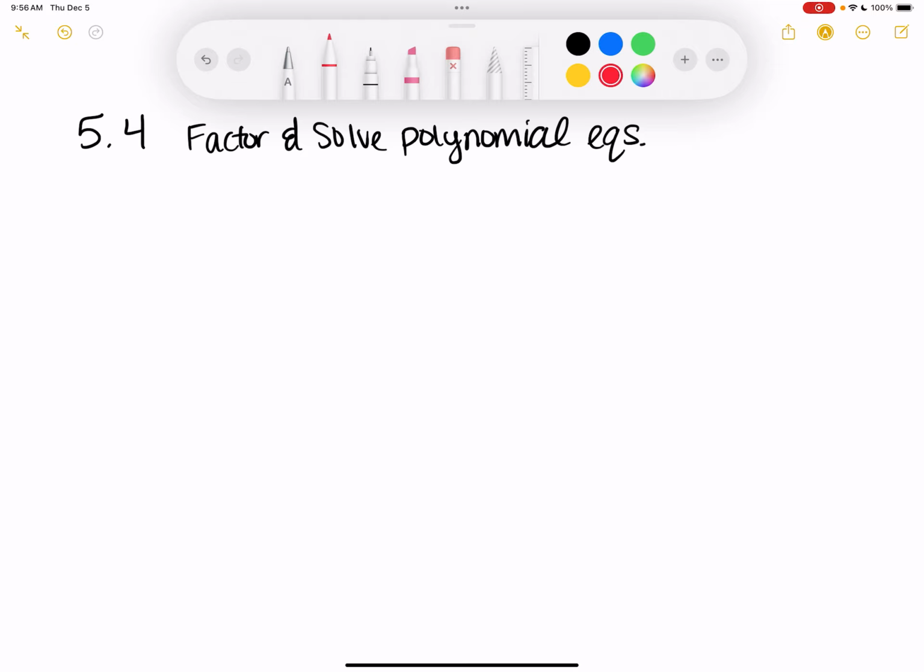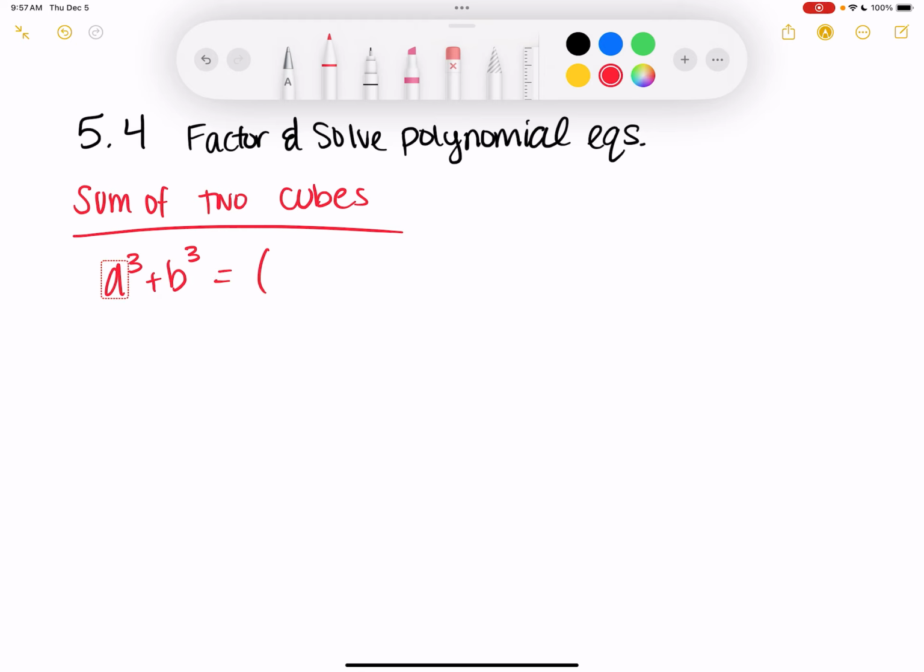One is for the sum of two cubes, which is if we have a cubed plus b cubed. Notice there's no parentheses around this stuff. This is just a term plus another term that's being cubed. This would factor into a plus b times a squared minus ab plus b squared.